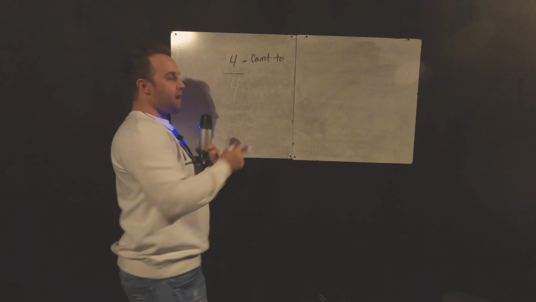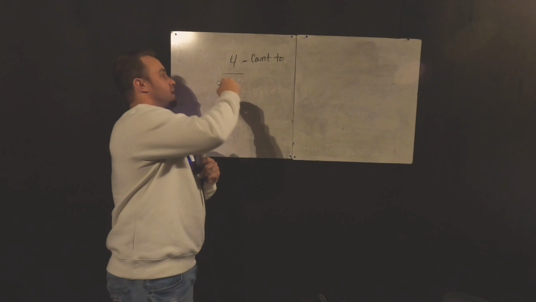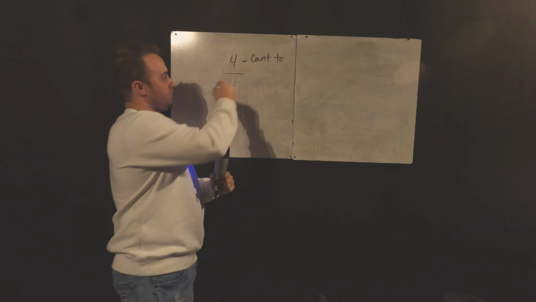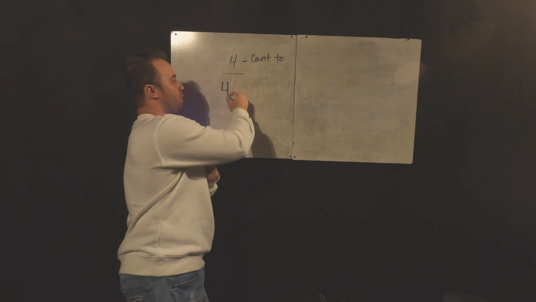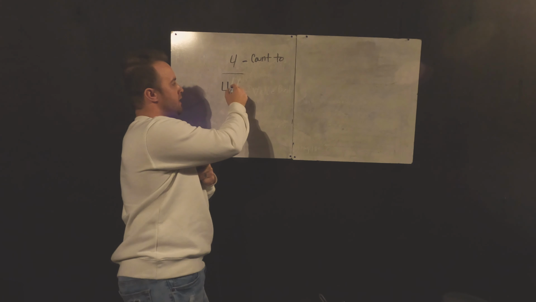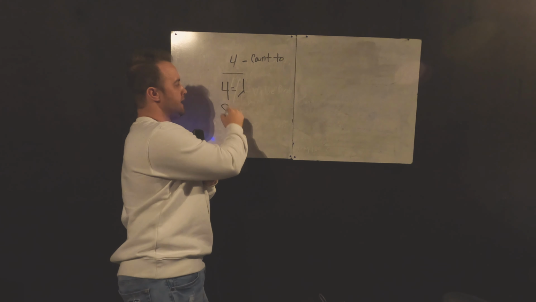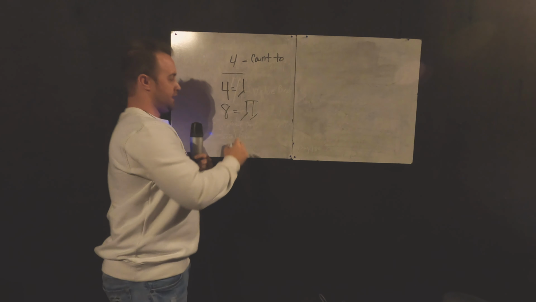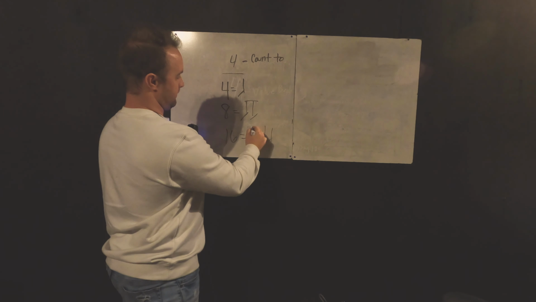Let's go back to 4. Now, the bottom number. Here's where everybody gets confused, okay? This bottom number right here. And here is how easy this is. I want you to think about this next time you're looking at measures. If you see a 4, I want you to count in quarter notes. If you see an 8, I want you to count in eighth notes. Say you see a 16. I want you to count in 16th notes.